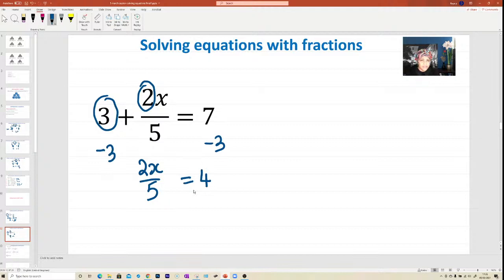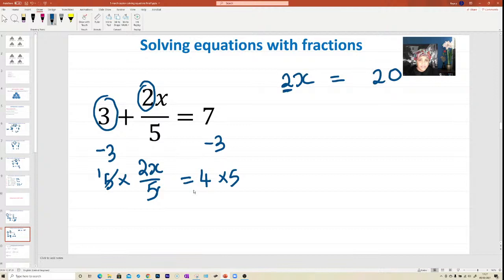Which one should we get rid of first? I think we should get rid of the 5. There is no better way to do it. You can get rid of the 2 first, but I prefer to get rid of the denominator first. So 5 times and times 5. Don't forget to balance. So 5 divided by 5 is 1. Now if I bring it up here, I have 2x on that side. So it's 2x is equal to 4 times 5, which is 20.